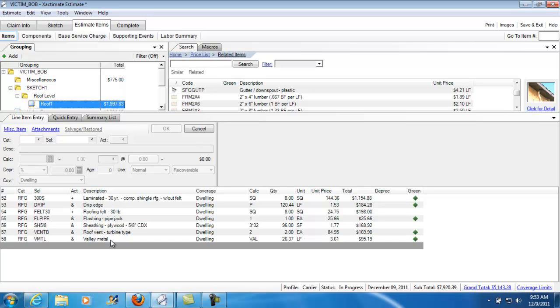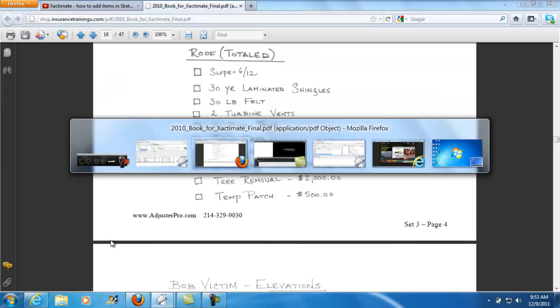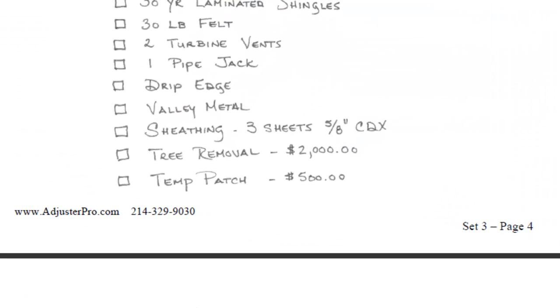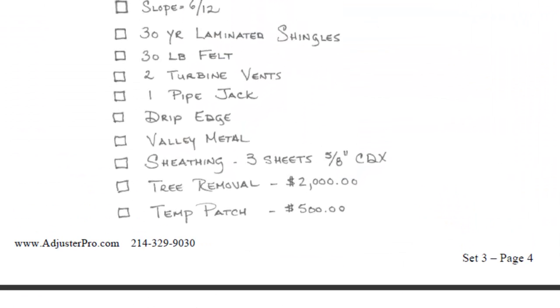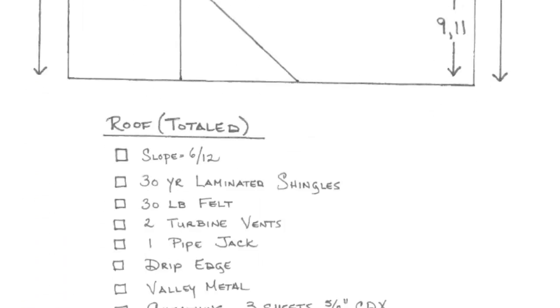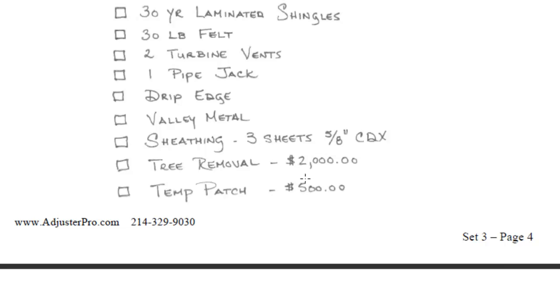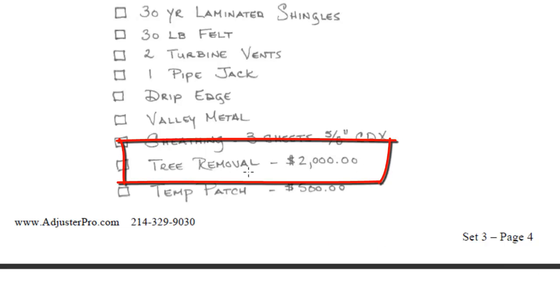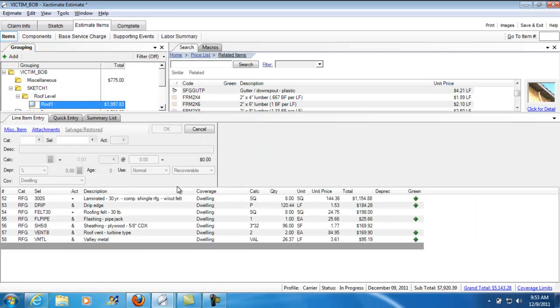All right, but we've also got, I'm going to switch over here to the notes. Here's the scope note. So here's our roof, and we've got a $2,000 tree removal, presumably based on a receipt right here. Okay, and we're going to head back over to Xactimate now.